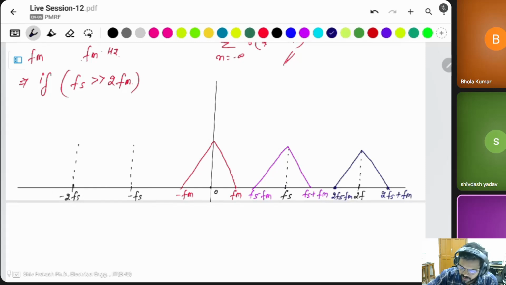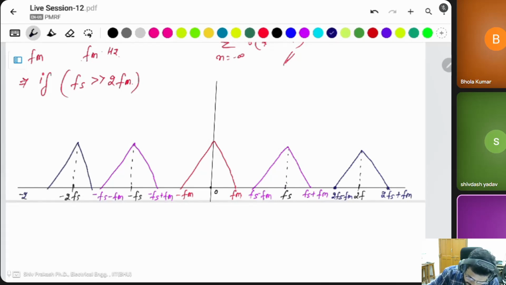Okay, let's draw the negative side also. Here this will be minus Fs plus Fm, minus Fs minus Fm. Then the next one, minus 2Fs minus Fm. I write this one here, minus 2Fs plus Fm.